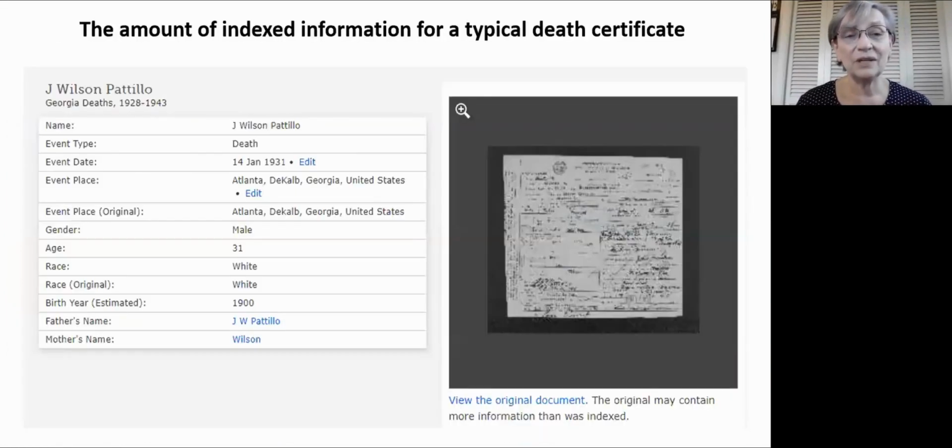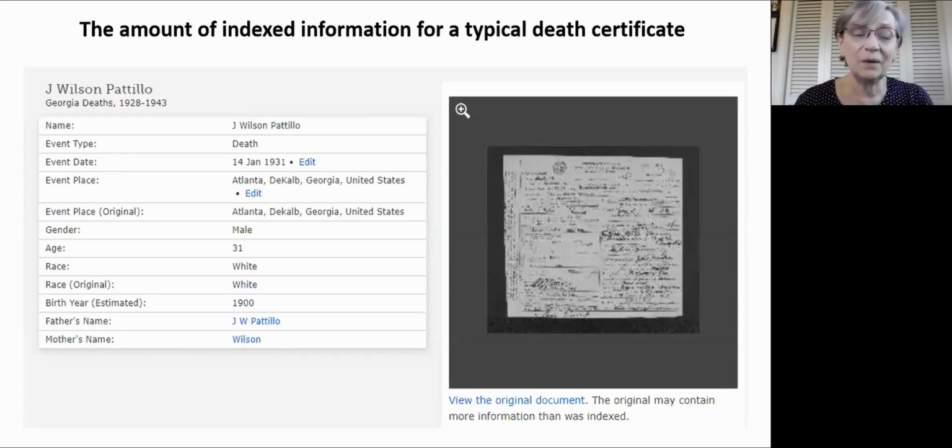The amount of information that's typically indexed on FamilySearch or Ancestry with the death certificate is kind of minimal. This is just one example on our family tree. I was looking for a marriage record for Joseph Wilson Patillo and was a little surprised to find a death certificate for 1931. He was born in 1900, so he was pretty young when he died. I know it's him because of the parents' names there that helped me to know that I had the right person. If I didn't look at that actual image, I would have missed out on an entirely big story.